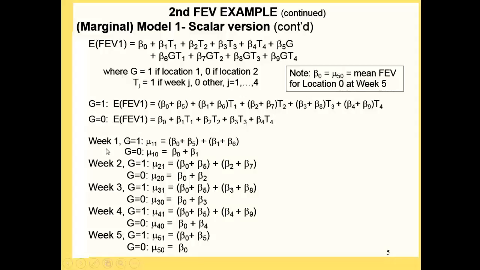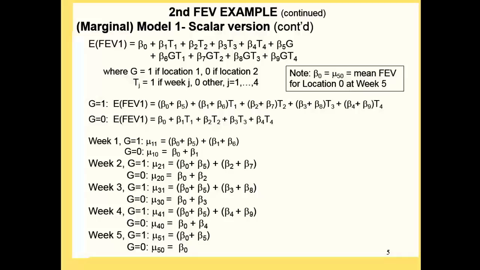At week 1, sorry, let's go back. At week 5, I'm getting you confused here. At week 5, all the T's are 0, and if you're talking about location 0, all the G's are 0. So at week 5, this model simplifies to beta 0. You agree with me? Everything drops out except beta 0. So that's what the mean for location 0 at week 5 is.